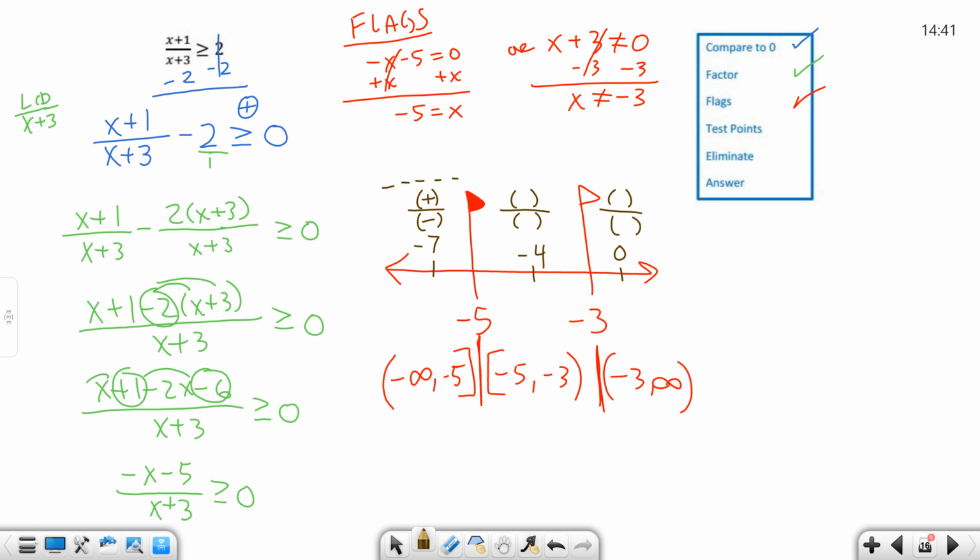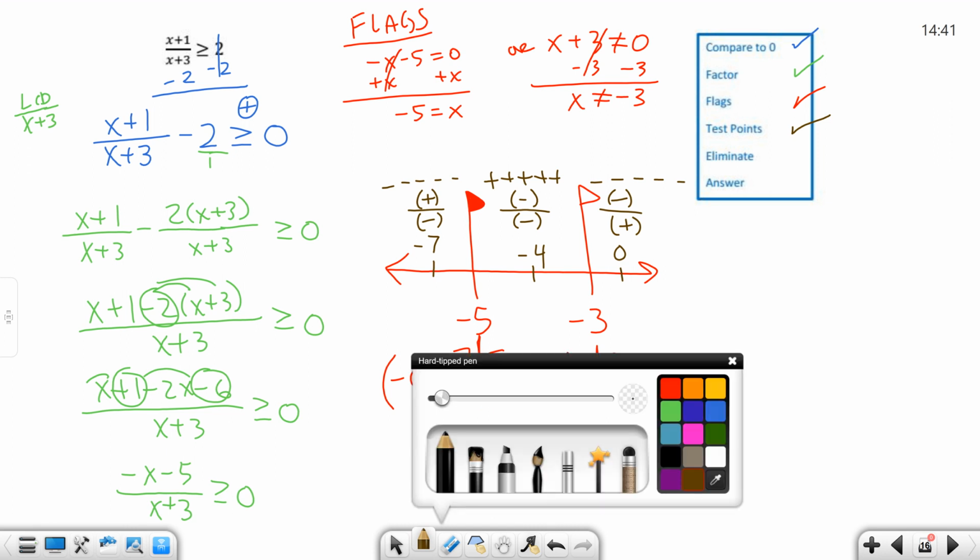And then -4. The negative of -4 is 4 minus 5, which is negative. And then -4 plus 3 is negative. A negative over a negative is positive. And then if I plug in 0, 0 minus 5 is negative, and 0 plus 3 is positive. So that gives me a negative over a positive, which is negative. And that finishes up my test points.